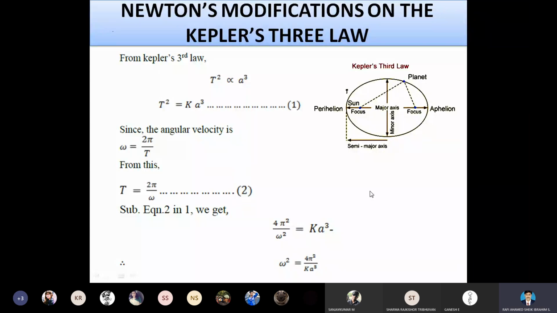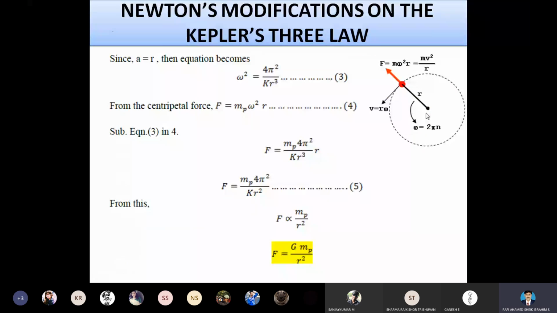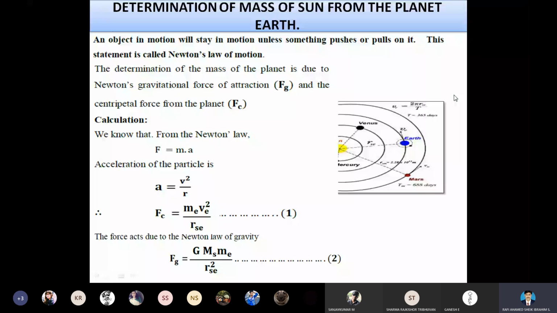Yeah. Let me consider this one. Yeah, now it's audible. Yes, sir. Okay. We can consider the structure now. You asked why we are using r square. Yes, sir, why we are using r square?